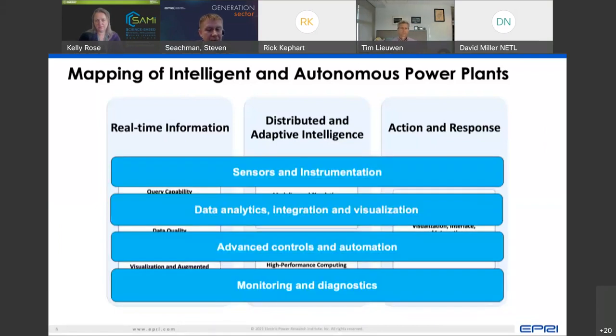And how do we see doing that with some of the activities we've been doing within EPRI? Also, you'll be hearing from some of our panelists as well. We're looking at doing that through improved sensors and instrumentation, and also using the right sensors at the right time to get that information out. And then, of course, analyzing that data, integrating that data, and visualizing that data, and then moving towards the advanced controls and automation. So, using that information to make controls decisions at the plant, making that monitoring and diagnostics actionable. And then, as I just mentioned, getting to the point of really monitoring and diagnosing the problem so we can make actions based on those decisions.